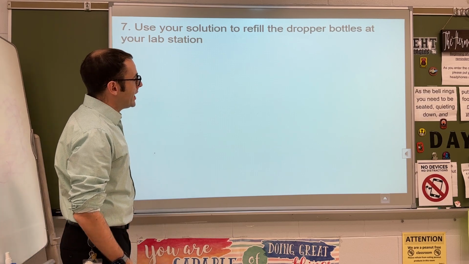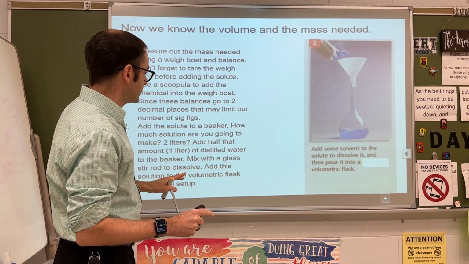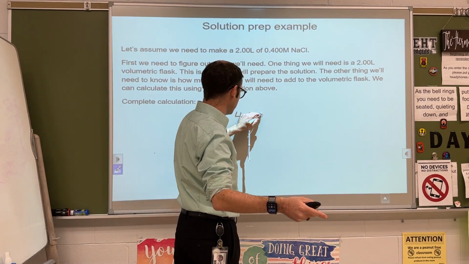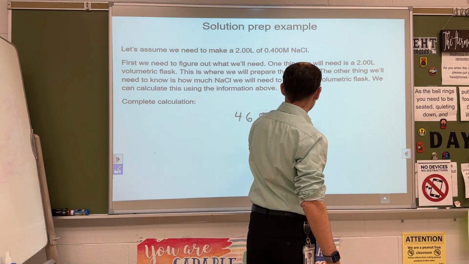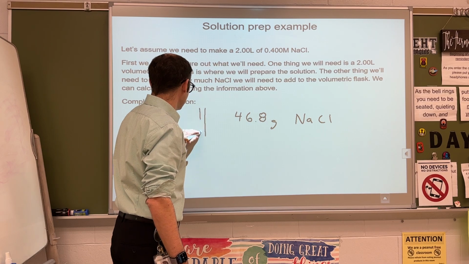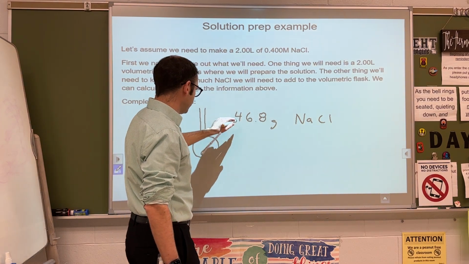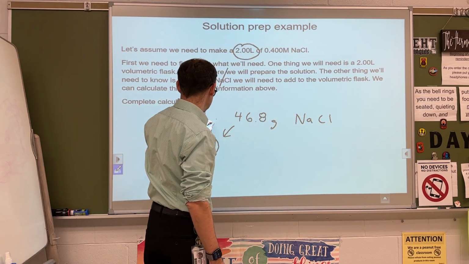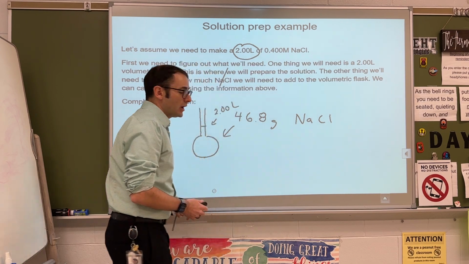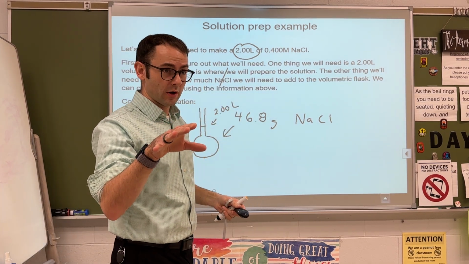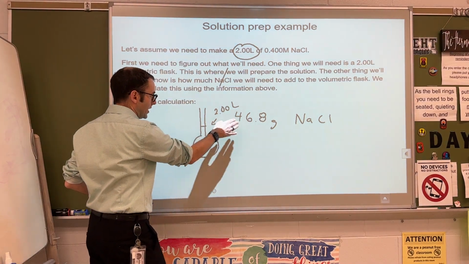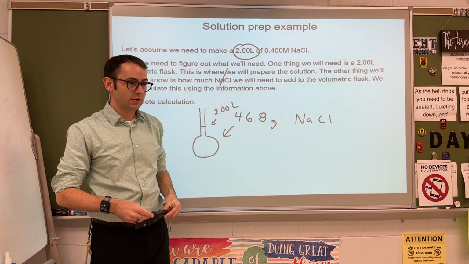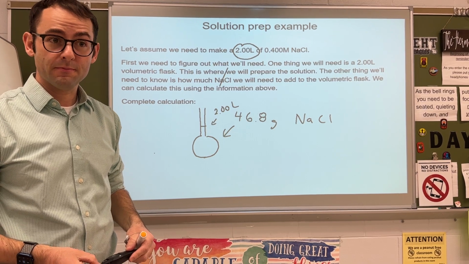Now, real quick, while we're talking about this, we said before we needed, what was it, 46.8? I don't remember. 46.8 grams? Okay. So we have our volumetric flask, and then we have 46.8 grams of sodium chloride in here, and this line is 2 liters. If you were to measure 2 liters of water and put that in here first, and then add the salt to it, what would happen to where the water line is? Would it go up, down, stay the same? It would go up, right?